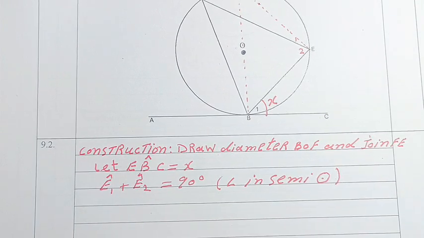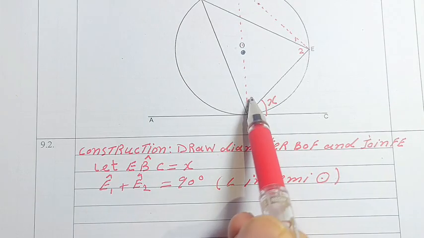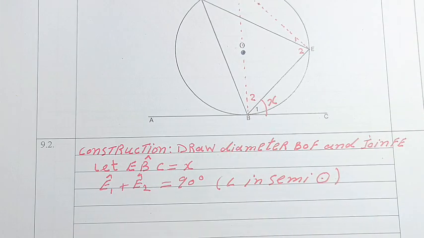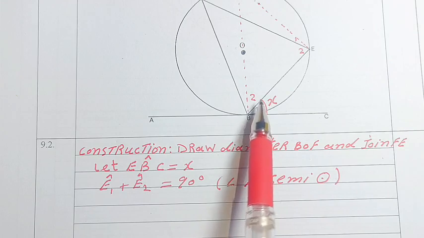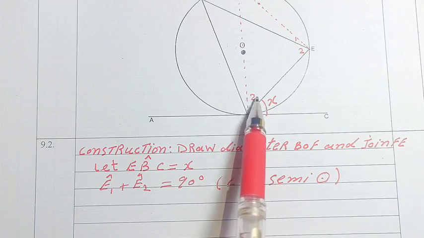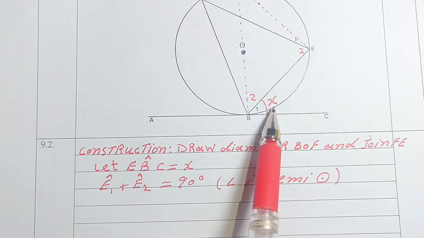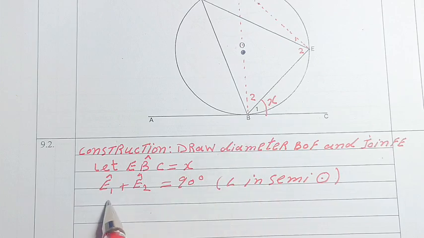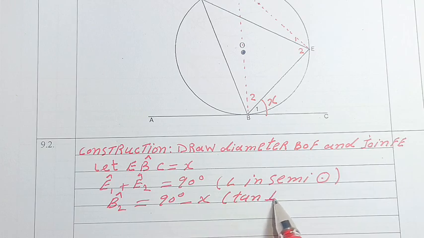Now angle B2, which is this one. If this is B1, this is B2. This is going to be 90 minus x, tan perpendicular to radius. Remember, AC is a tangent, so this whole angle from here till there is perpendicular to the radius, and is going to be 90 minus x, because x is already here. So angle B2 is equal to 90 degrees minus x. The reason is tan perpendicular to radius.